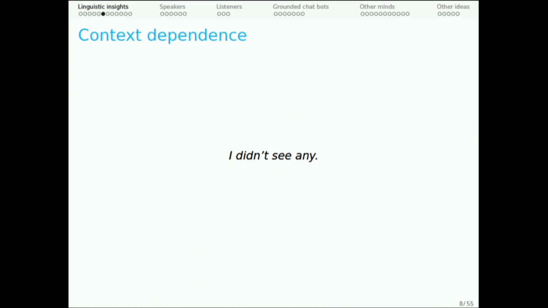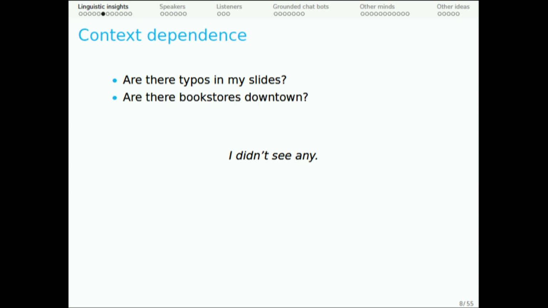Here's some more. I didn't see any. This is kind of keying into ellipsis, but also what linguists call quantifier domains. So are there typos in my slides? I didn't see any. You might. But are there bookstores downtown? I didn't see any. Are there cookies in the cupboard? I didn't see any, right? There's no way I'm going to get a grip on what this utterance means unless I know at least what the preceding discourse context is.